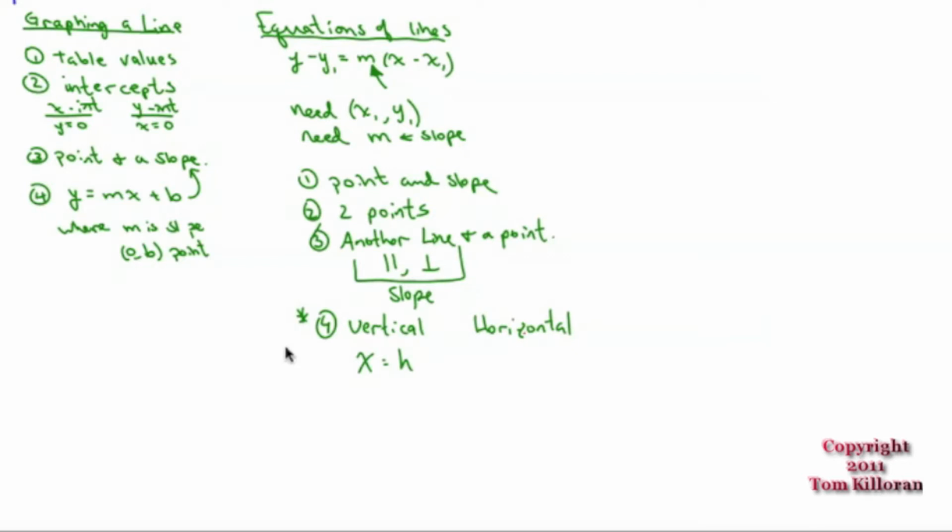What's the equation of a horizontal line? Y equals some number. We're going to call it k. There's a reason for h and k, but it comes a lot later. All right, so that's equations of lines. What else you want to know?